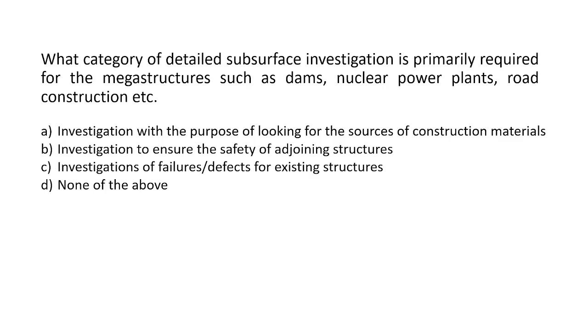See, first of all, in the question, what we see is primarily required for mega structures, such as dams, nuclear power plants, road construction, and all. So first of all, we are going for construction. So what do you think will be the answer? For dams and nuclear power plants, we may go for the safety of adjoining structures or the failure defects of existing structures. But before that, for new projects like these, what we look for is the main sources of construction materials: whether they are of good quality and quantity, whether they are accessible, whether they are found near the site that we are going to construct, so that the project should be economical, right? So the most applicable answer for this question will be the investigation with the purpose of looking for the sources of construction materials. So the answer will be E.